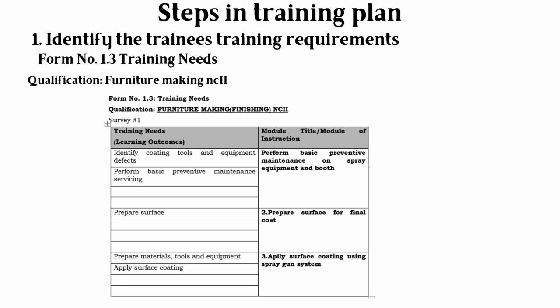In my result, I have identified, based on the 1.3 learning outcomes under the unit of competency of furniture making finishing, that in performing basic preventive maintenance on spray equipment and booth, I have two identified training gaps, which are identify cutting tools and equipment defects and perform basic preventive maintenance servicing. In prepare surface for final coat, I have one identified training gap, which is prepare surface. In applying surface coating using spray gun system, I have two identified gaps, which are prepare materials, tools, and equipment and applying surface coating.